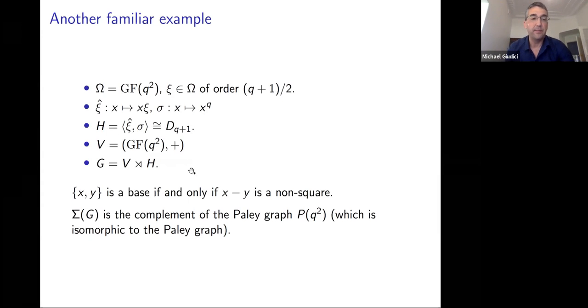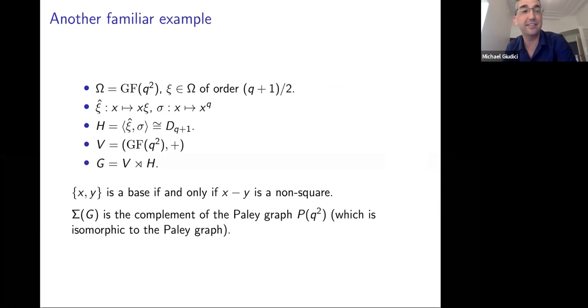If I then take the group V of my field under addition, and I take V semi-direct H, where H is giving me a group of automorphisms of V, so I can form my semi-direct product. Then it turns out in this group, two elements give me a base if and only if their difference is a non-square. And so here my Saxl graph is the complement of the Paley graph, P of q squared. But we know, of course, that the complement of the Paley graph is isomorphic to the Paley graph itself. So the Saxl graph is the Paley graph. Okay, so we're getting these nice graphs arising: the Paley graph and Johnson graphs.